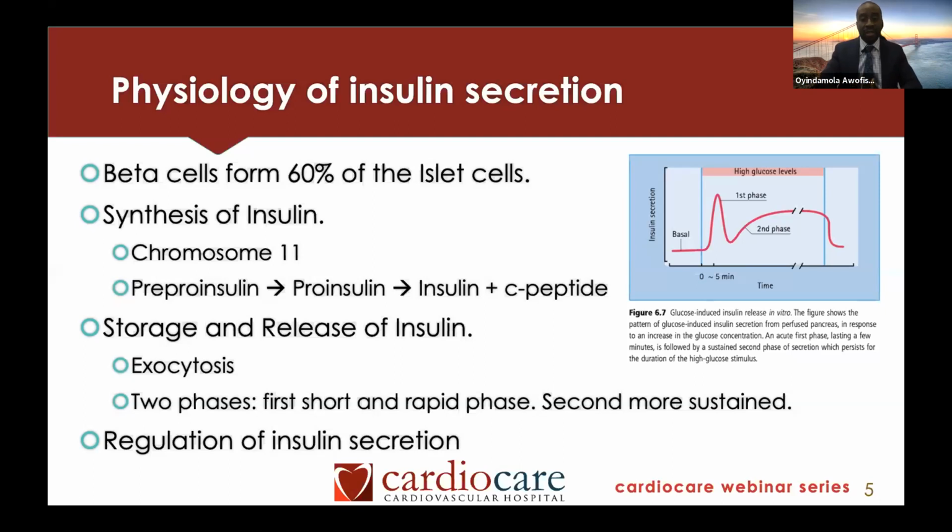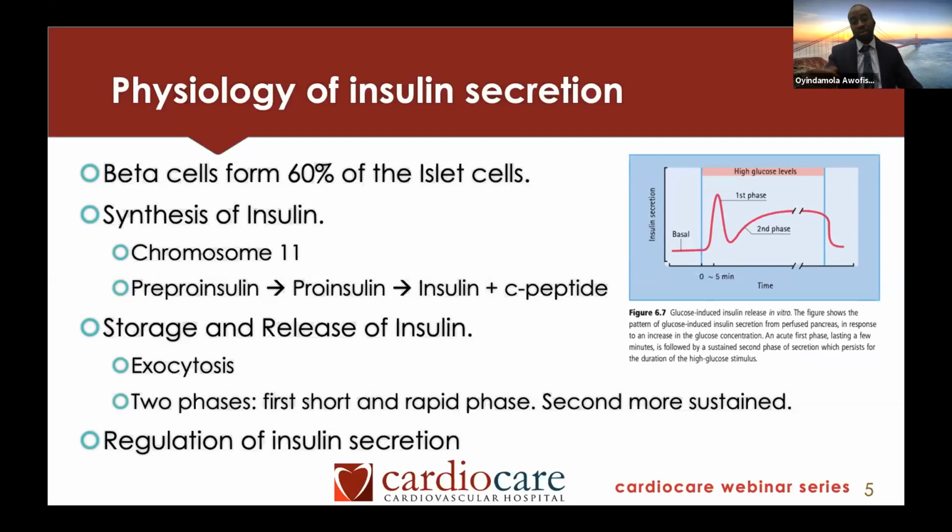We know that beta cells form over half of the cells in the islets. We also have alpha cells that produce glucagon and many other cells in the pancreas. Insulin is initially produced as pre-proinsulin, which is converted in the endoplasmic reticulum to proinsulin, which is then cleaved into both insulin and C-peptide, and that has some diagnostic utility. We know that insulin and C-peptide are produced in roughly equimolar amounts.